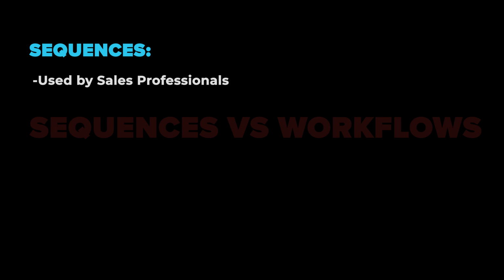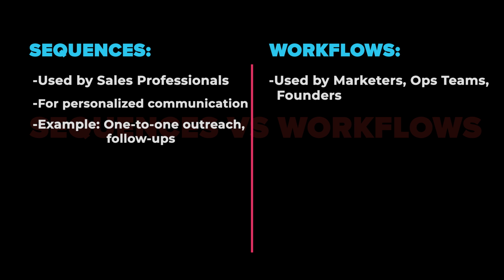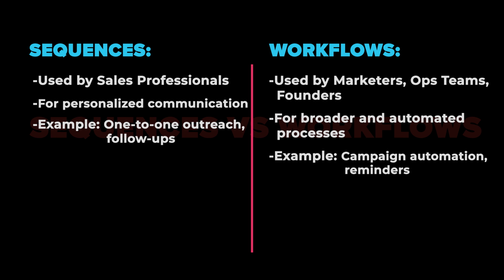Sequences are typically used by sales professionals using HubSpot, whereas workflows are typically used by marketing professionals as well as anyone else in the business, operations reps, the founder, and so on. Sequences are typically used by sales reps for one-to-one outreach, like sending a series of personalized emails to a prospect and setting reminders for follow-ups. Workflows, on the other hand, are broader and more flexible. They're usually used by marketing operations or service teams to automate larger processes.